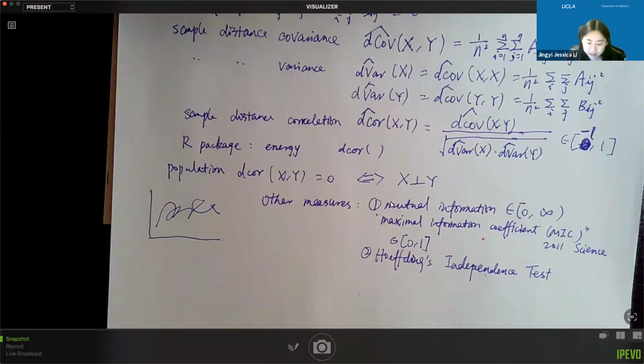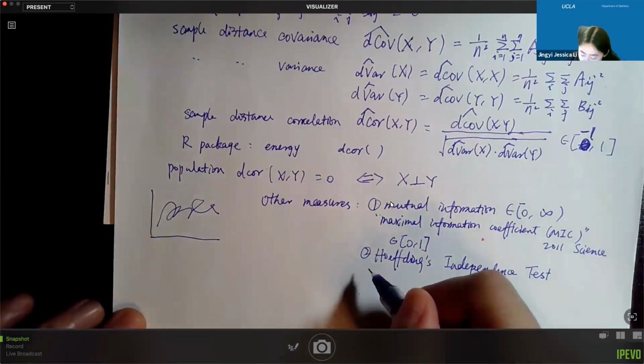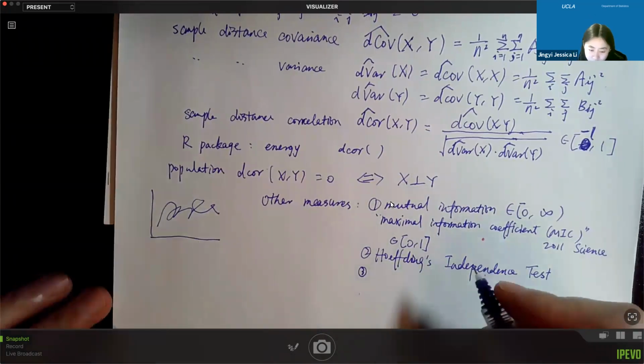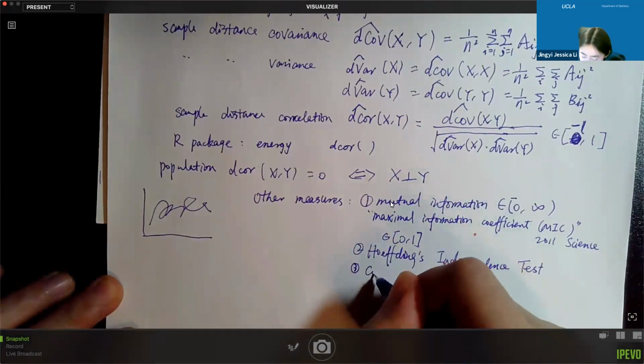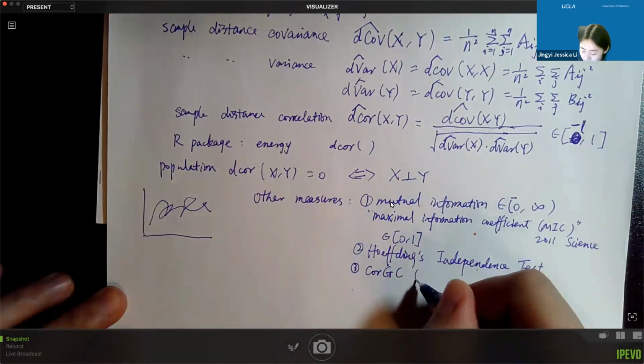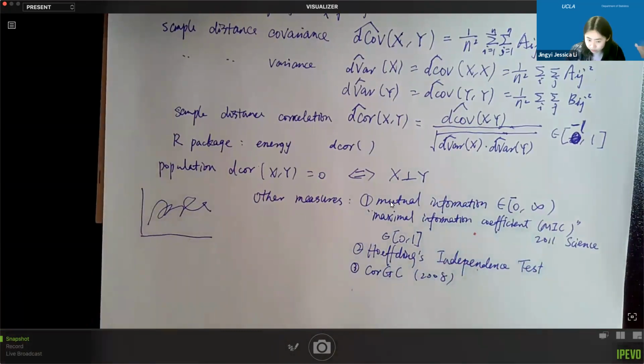And after that, there are many methods that have been proposed as measures of association. For example, there's another measure which has received a lot of attention as well. It's called the correlation using principal component. So CorGC. That one is in our notes. This 2008 paper uses principal component and principal curve to try to capture relationship between two variables and many things like that. And so for my own research, maybe I can say a little about that.